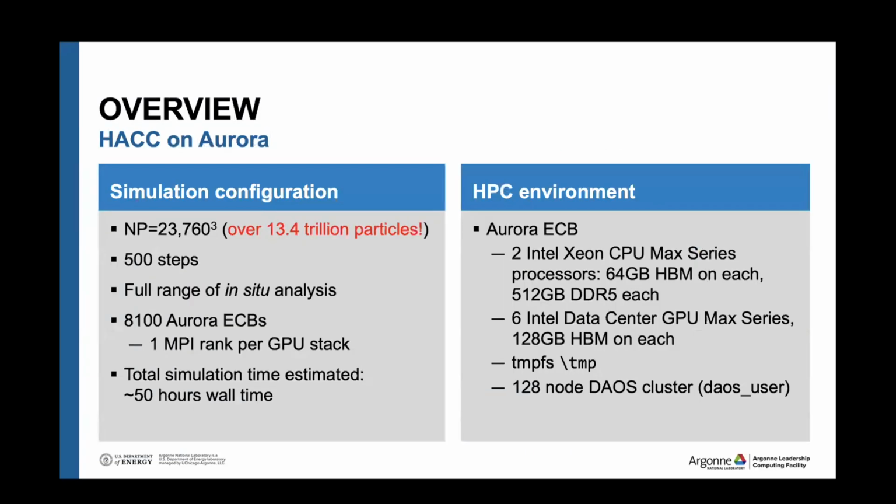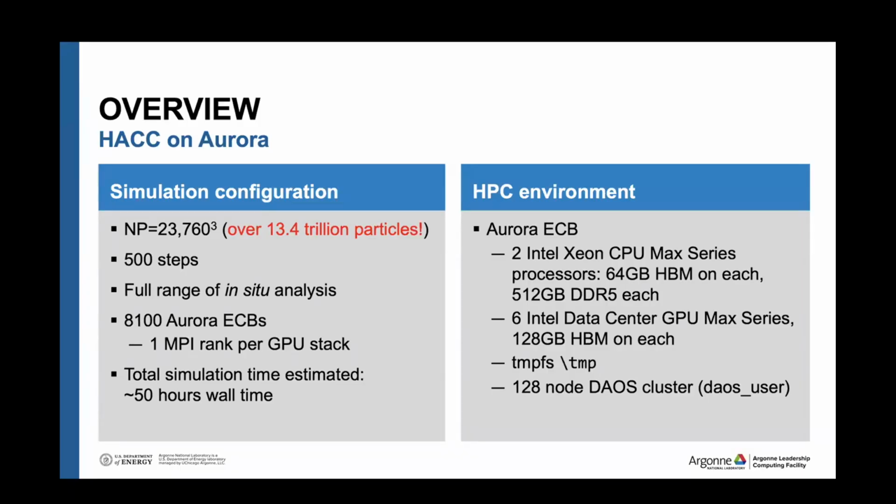The simulation that we're running on Aurora is actually a much bigger simulation than the Frontier simulation that I showed you. It's 23,760 cubed particles, and that is over 13 trillion particles. The simulation on Frontier was 4 trillion particles. This is several factors larger. And the reason is because Aurora has a lot of memory.